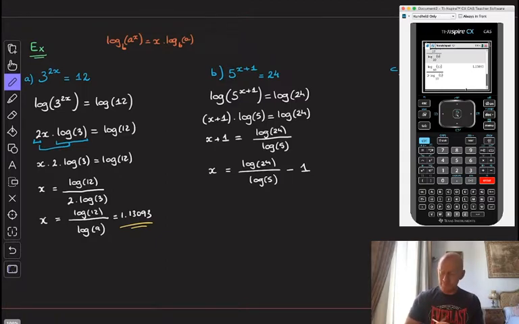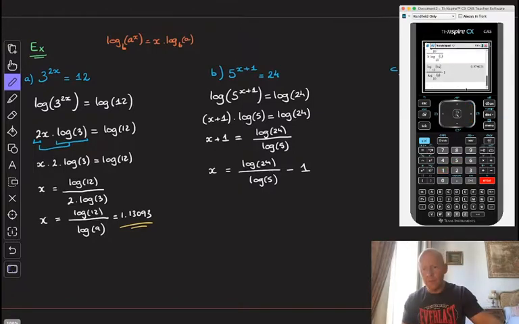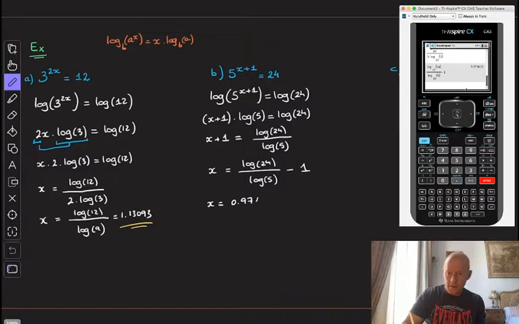Now that that's done, I dive onto my calculator. Okay, no doubt about it. I just go for it and figure out what x has to be. So if I plug in log base 10 of 24 divided by log base 10 of 5, and I take 1 away from that, minus 1, we get 0.974636. Okay, so that's the answer. We have x equals 0.974636. That's what I'm getting on my calculator.